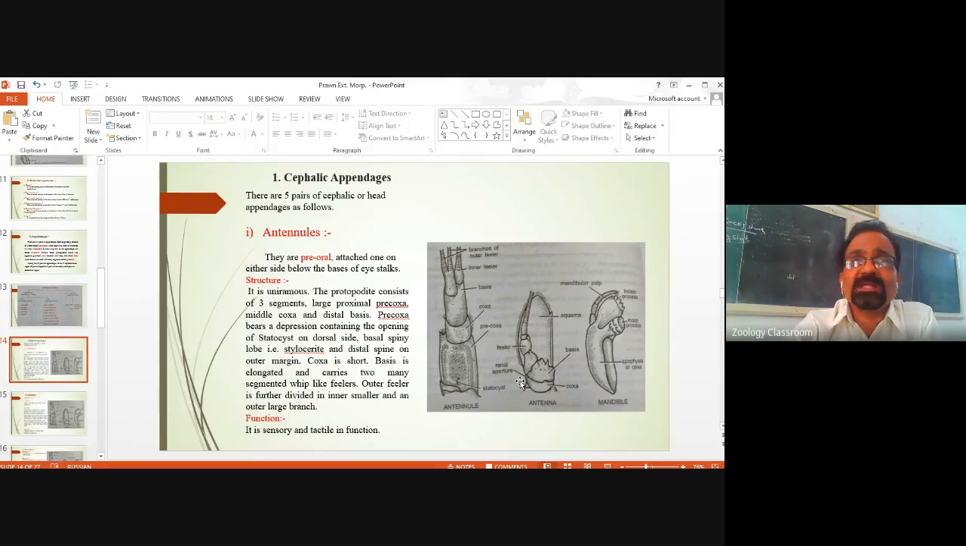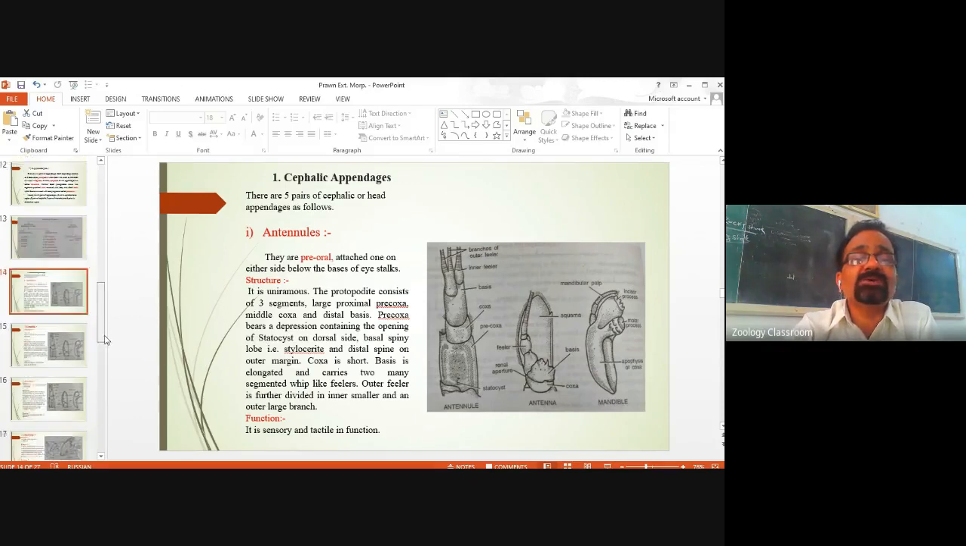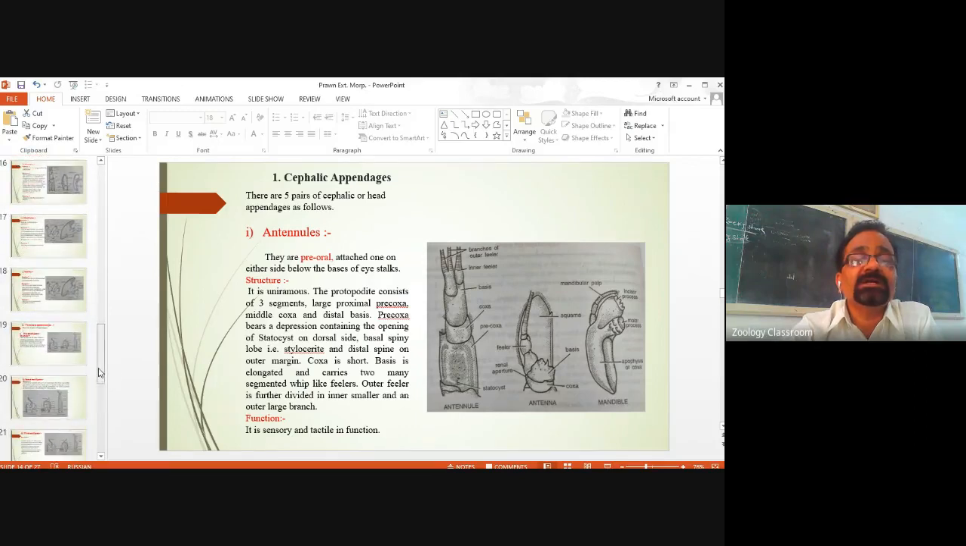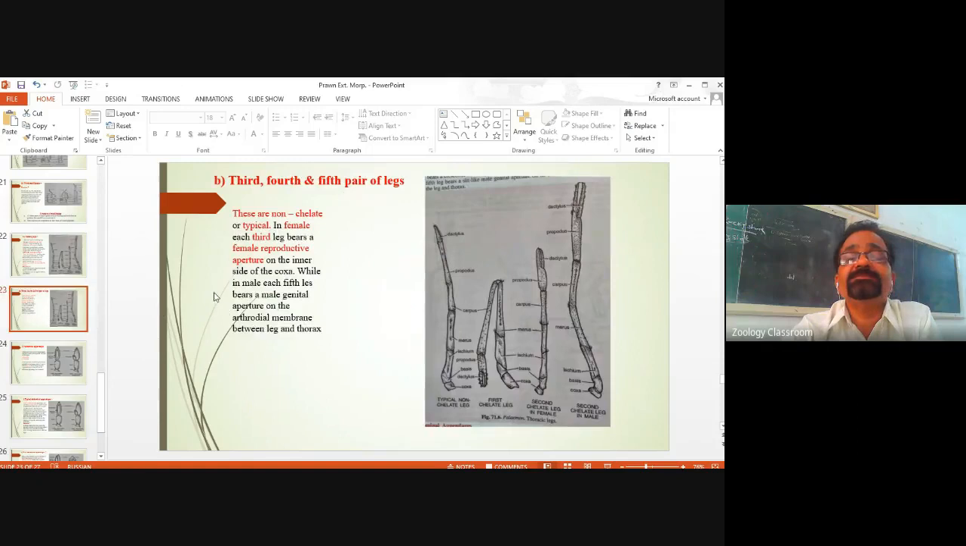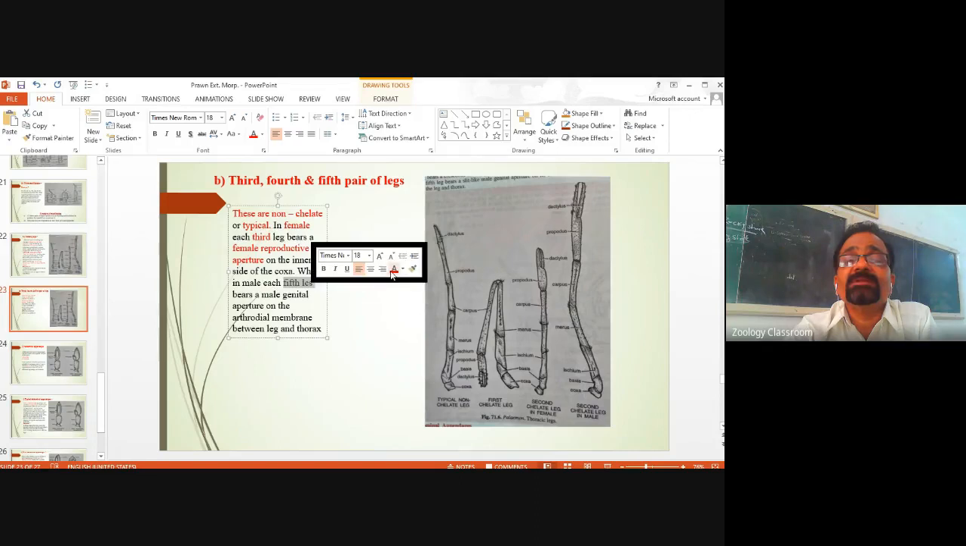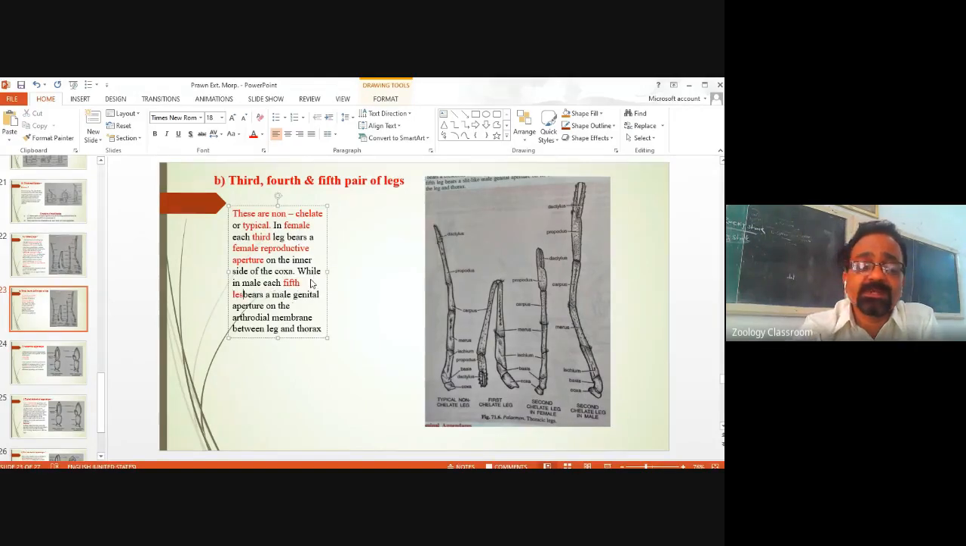Female reproductive aperture is located on the inner side of the coxa, while in male, the fifth leg bears the male genital aperture.